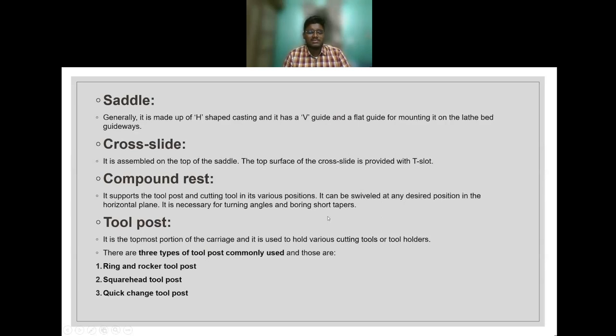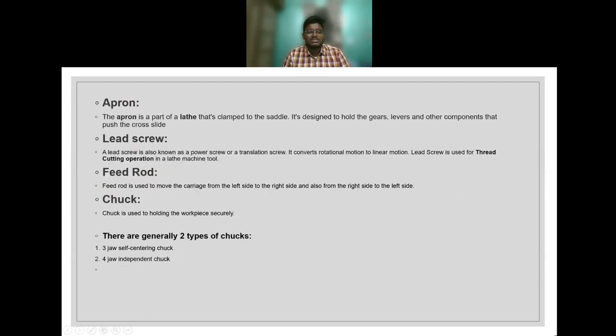So there are three types of tool posts used: ring and rocker tool post, square head tool post, and quick change tool post. The apron is the part of the lathe machine which is clamped to the saddle. It is designed to hold the gears, levers, and other components of the cross slide and lead screw. A lead screw is also known as a power screw or a translation screw. It converts rotary motion to linear motion.